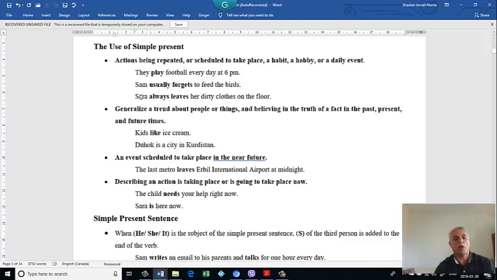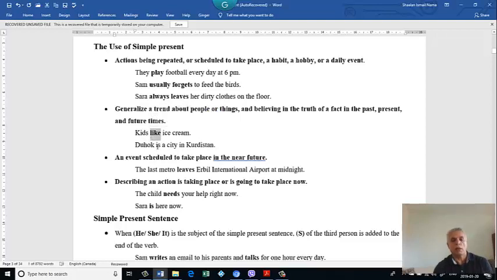Or sometimes we say Sarah always, that's my adverb, then my main verb is leaves her dirty clothes on the floor. When we generalize a trend about people or things, and believe in the truth of a fact in the past, present, and future, it means it would be true every time. Kids like ice cream, that's my main verb.